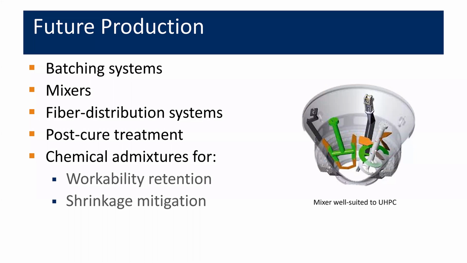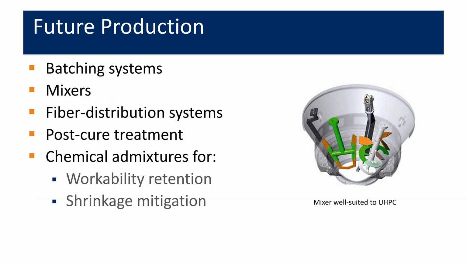The production of UHPC has really been focused on how to make the material more easily, how to make it more quickly, how to make it more consistent. And so that's looked at batching systems, mixers that are particularly well suited to provide the high energy to get the material combined, as well as methods to automate the introduction of fibers into the system.